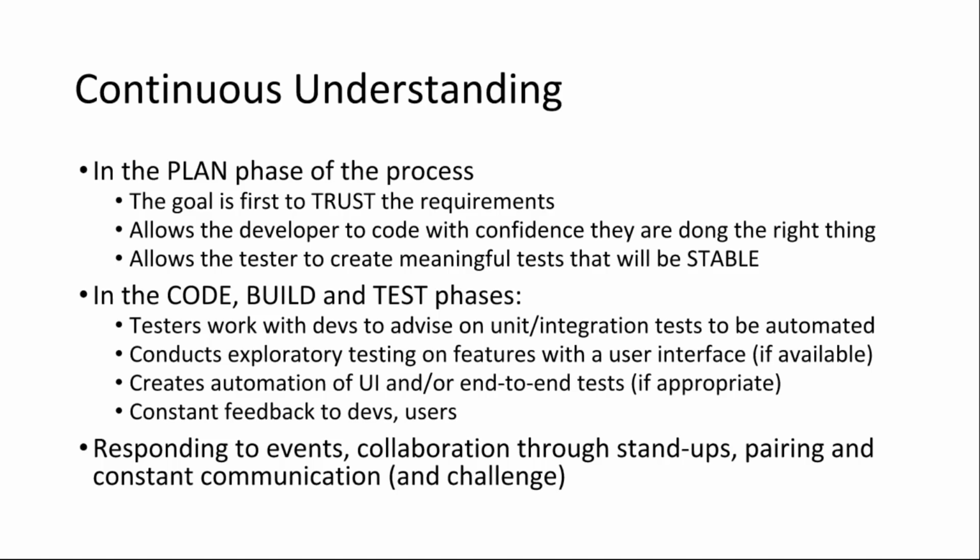Now, that's an impossible task. Imperfection is always out of reach, but that's the goal. The goal is to trust the requirements to have meaningful tests that are stable. In the code build and test phases of the loop, there's the whole collaborative aspect of building meaningful tests, largely automated, but we also have to fit in exploration of the delivered software to understand how it behaves, to the degree that we know how to test it.